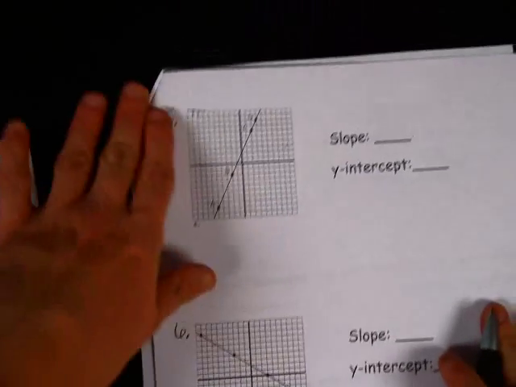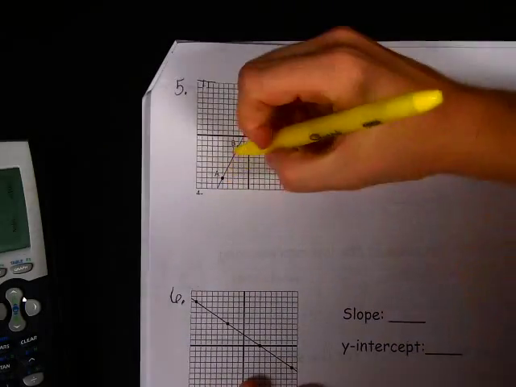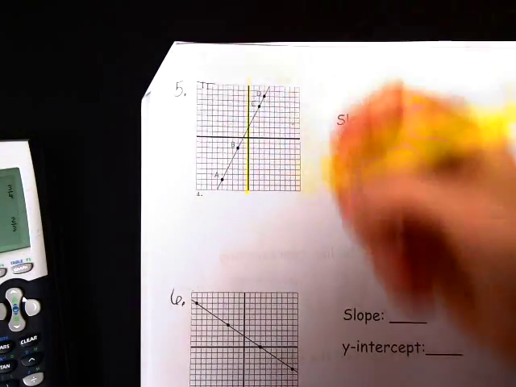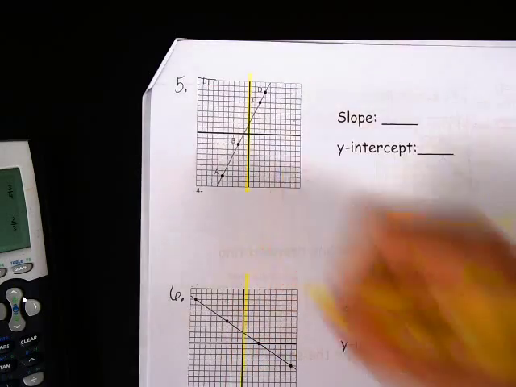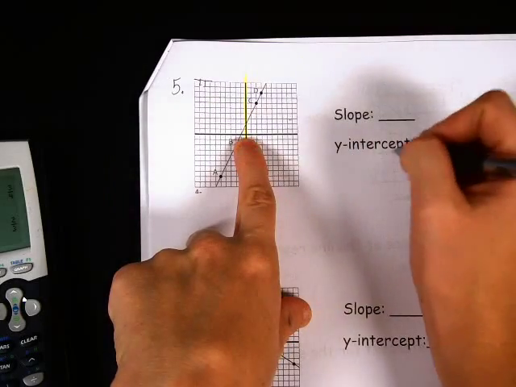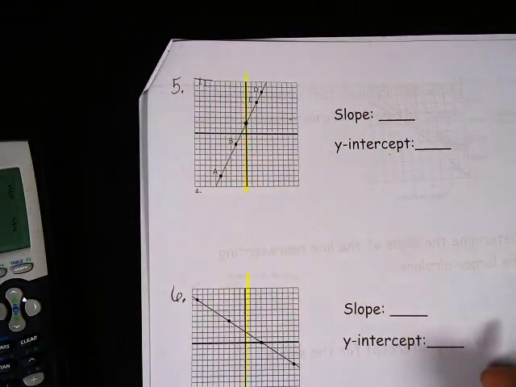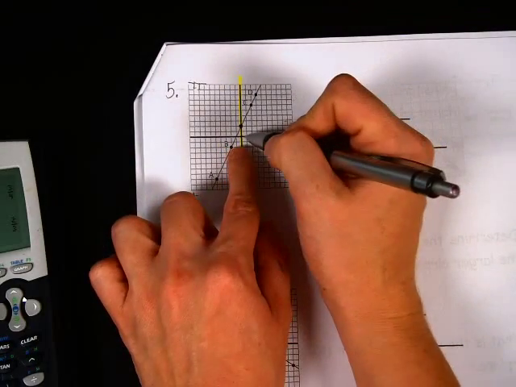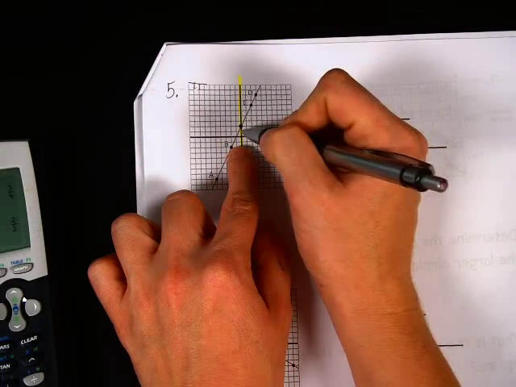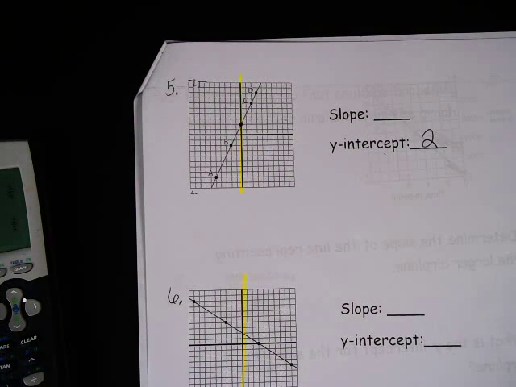Okay, number 5. Alright, this one you have to find slope and you have to find the intercept. Highlight your y line, because anytime these graphs run into the y, that is where your y-intercept will be. So as it runs into this line, that's your y-intercept. It runs in at positive 2. So positive 2 is my intercept.